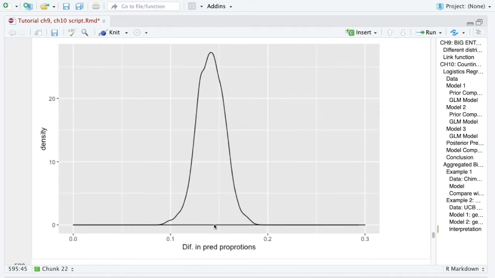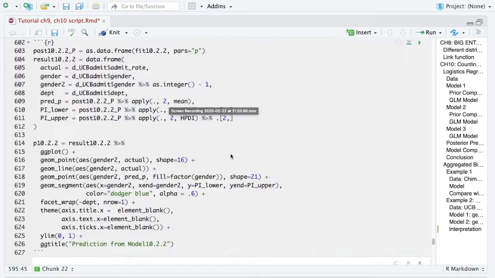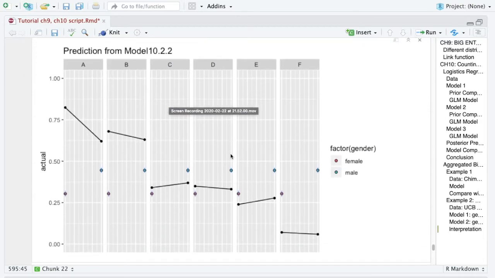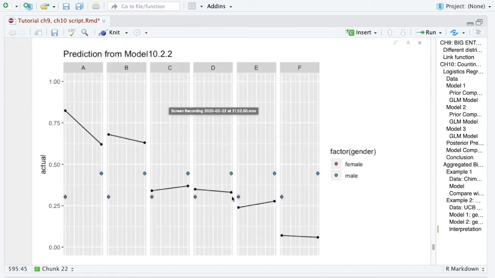So can we conclude that male applicants really enjoy great advantage over female applicants? Well, the answer is no. If we borrow the code we used for the chimpanzee dataset and plot our predictions against the real observations, these colored points are our predictions for male and female admit rate, and the black lines and black points are the observed data. You can see that there are huge differences among different departments. That's why we also need to consider a department effect in our model.